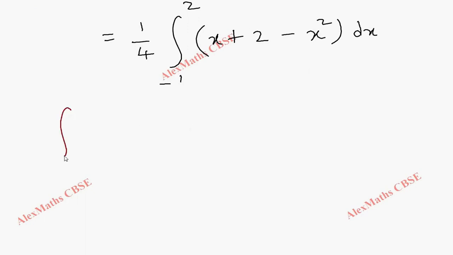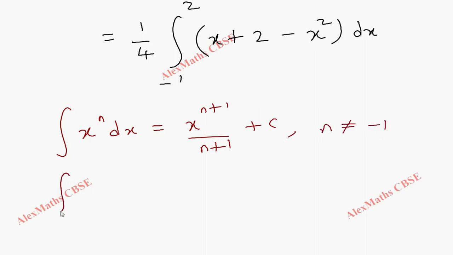We are going to integrate this using the basic formula. The integration of x power n is x power n plus 1 by n plus 1 plus c. This formula can be used when n is not equal to -1. Whenever we have some constant, its integration is constant into x plus c. So the first term, x, is x power 1, so the value of n is 1.